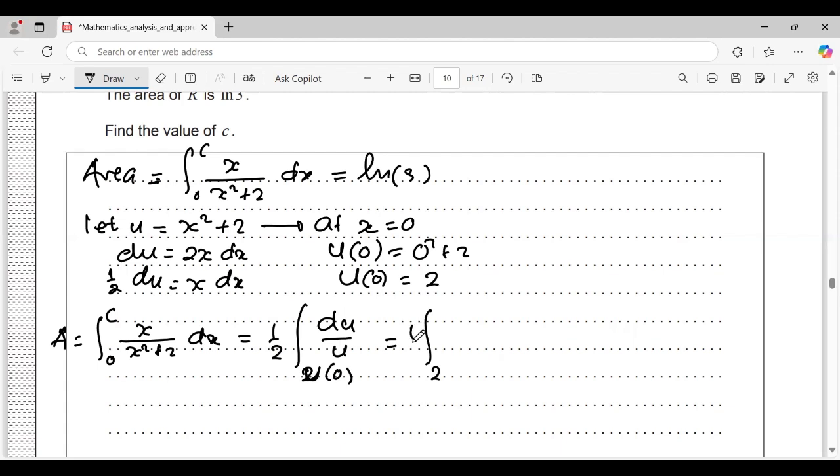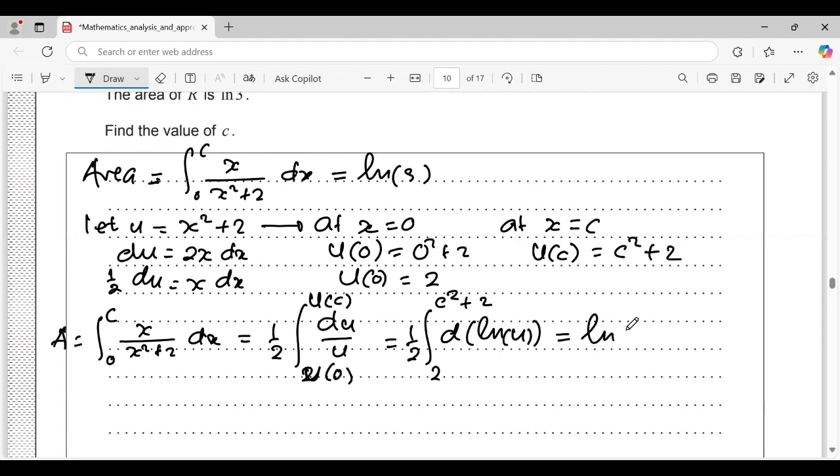I'm going to write it here. It is 2. And then at x equals c, so at c, this is u(c). u(c) equals c squared plus 2. So this is c squared plus 2, of the integral of du over u, which is ln u. It is ln 3, the result.